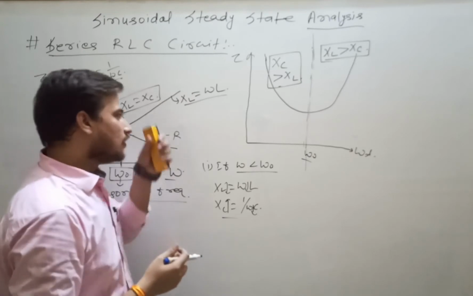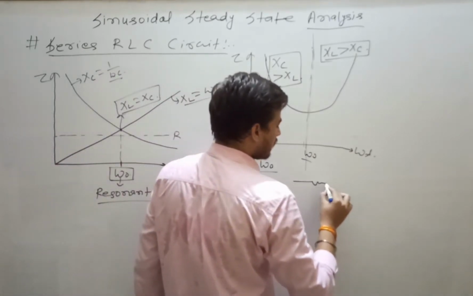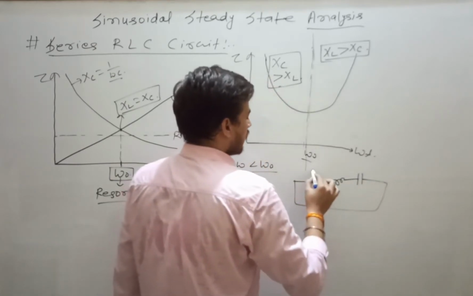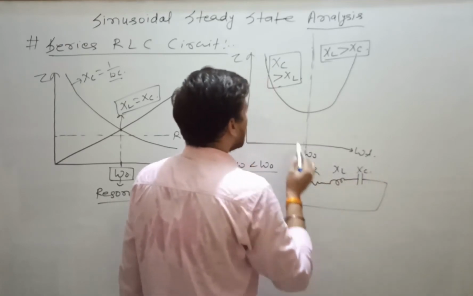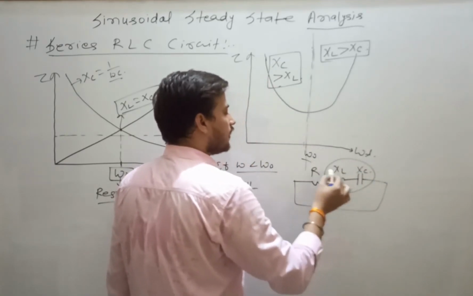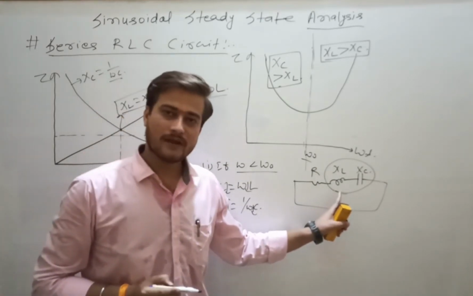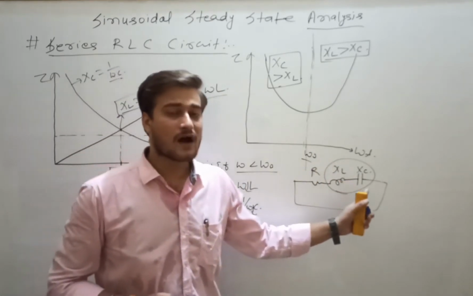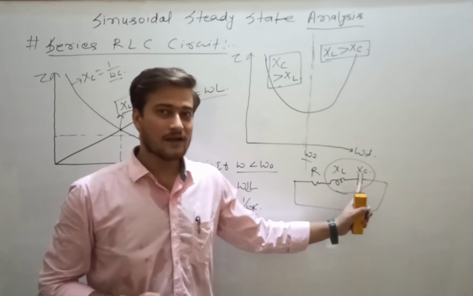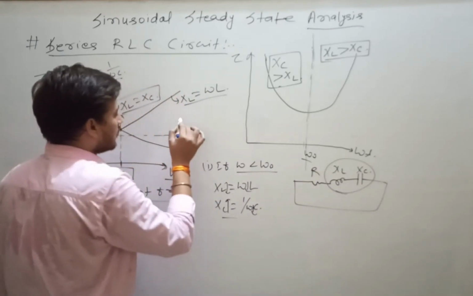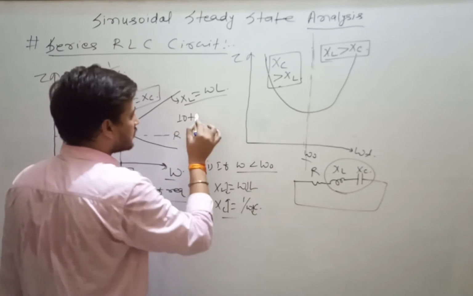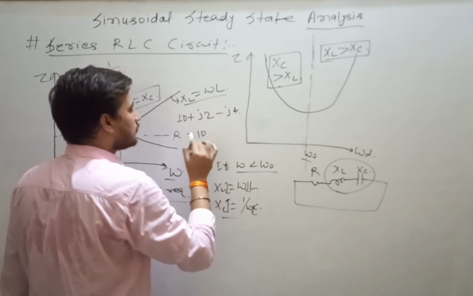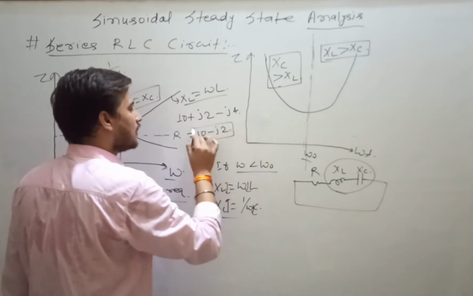Now what does it mean? You see, you are having R, XL, XC. Now if capacitive reactance is more than inductive reactance, then the circuit will behave like what? Suppose R is 10 ohm plus j2 for inductive reactance, and for capacitive reactance it is minus j4. Then the circuit will be behaving like what? This circuit will be behaving like an RC circuit.